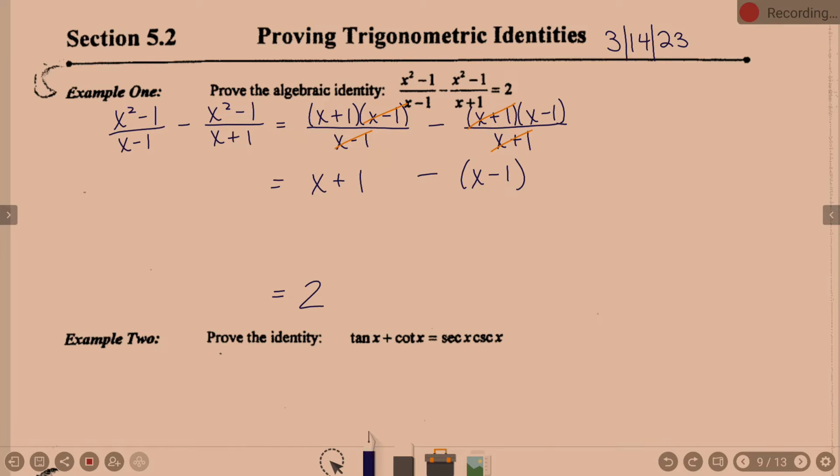Now what? The way I have it written is x plus 1, and when we distribute that minus, it's going to be minus x and plus 1.